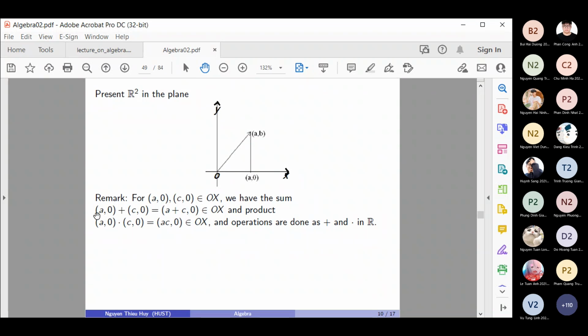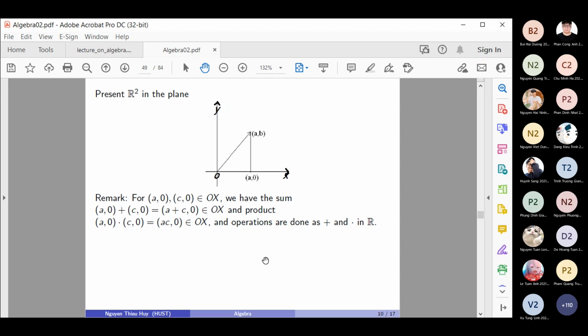Actually, we compute (a,0) plus (c,0), which is simply (a+c, 0). The second component is always 0. (a,0) multiplied by (c,0) is (ac, 0). So the second component is always 0. The operations that we are doing here are the same as addition in R: a plus c, with the second component unchanged, always 0. And here (a,0) times (c,0) is simply ac, so the multiplication in R.